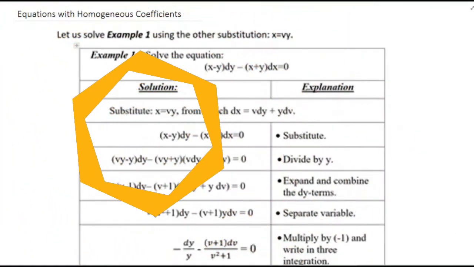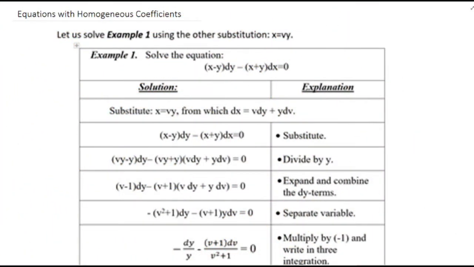Let us solve example 1 using the other substitution x is equal to vy. Our purpose of solving this problem again with the use of the other substitution is to compare their solutions. Which of the two has easier solution?